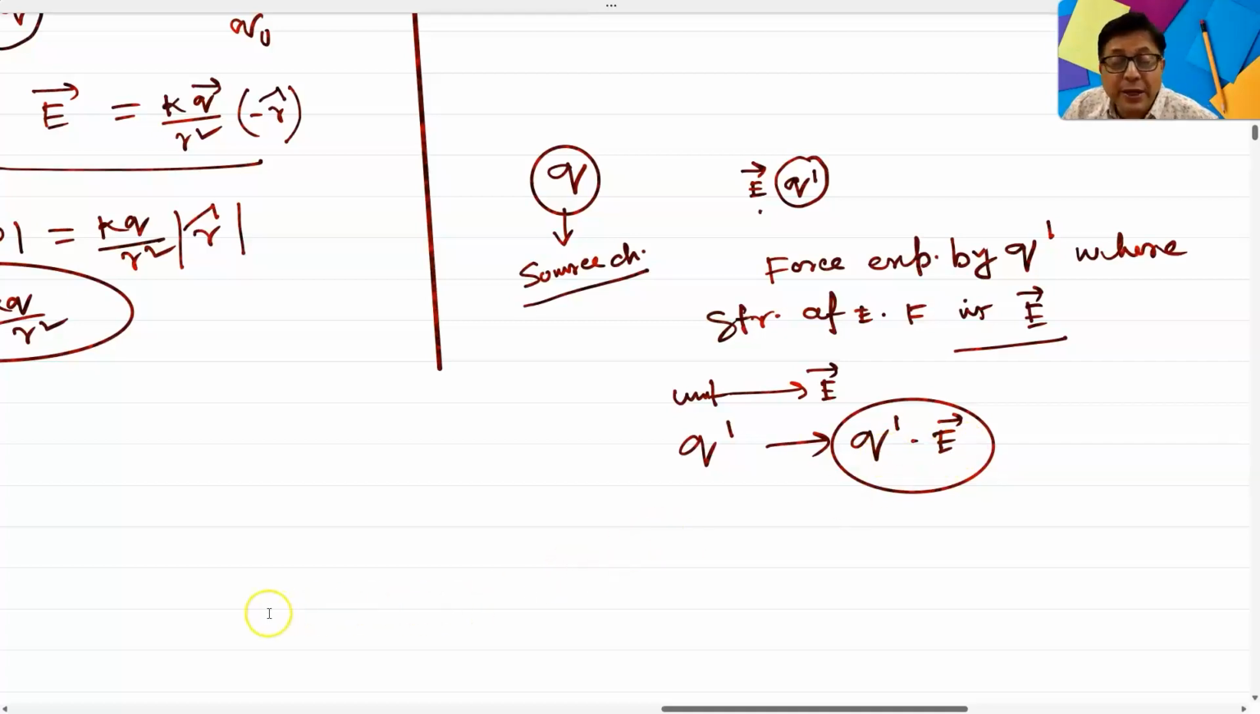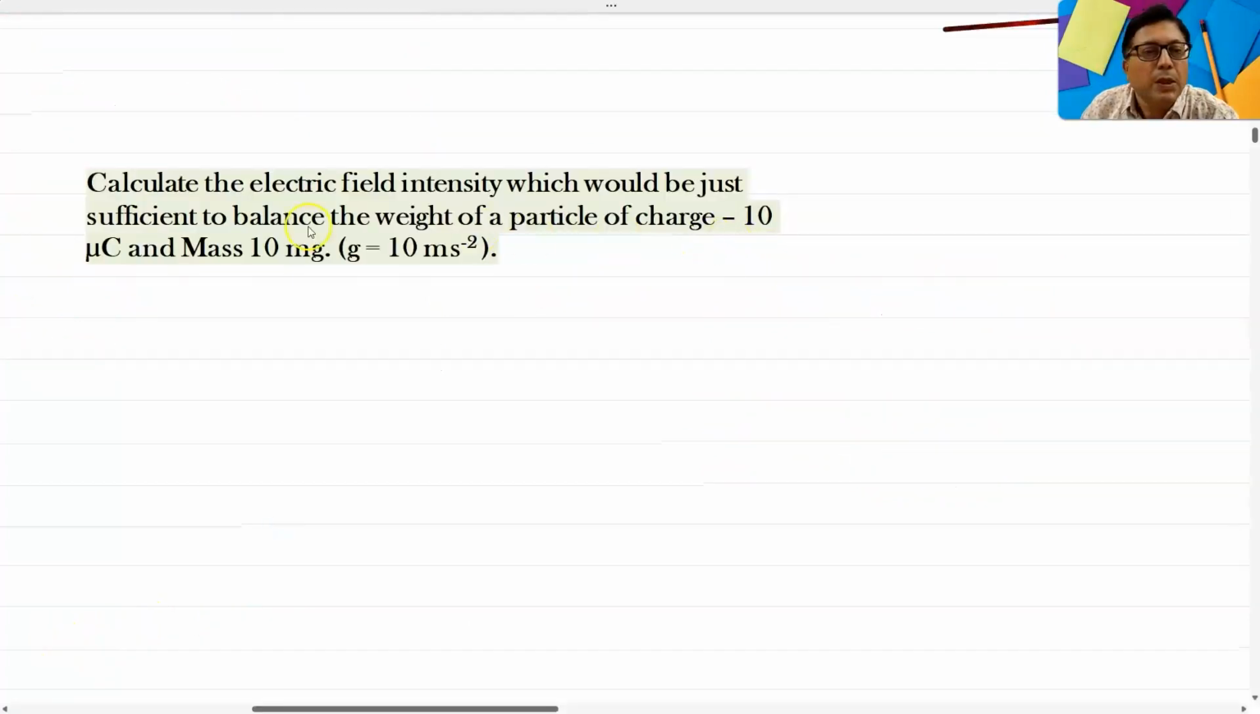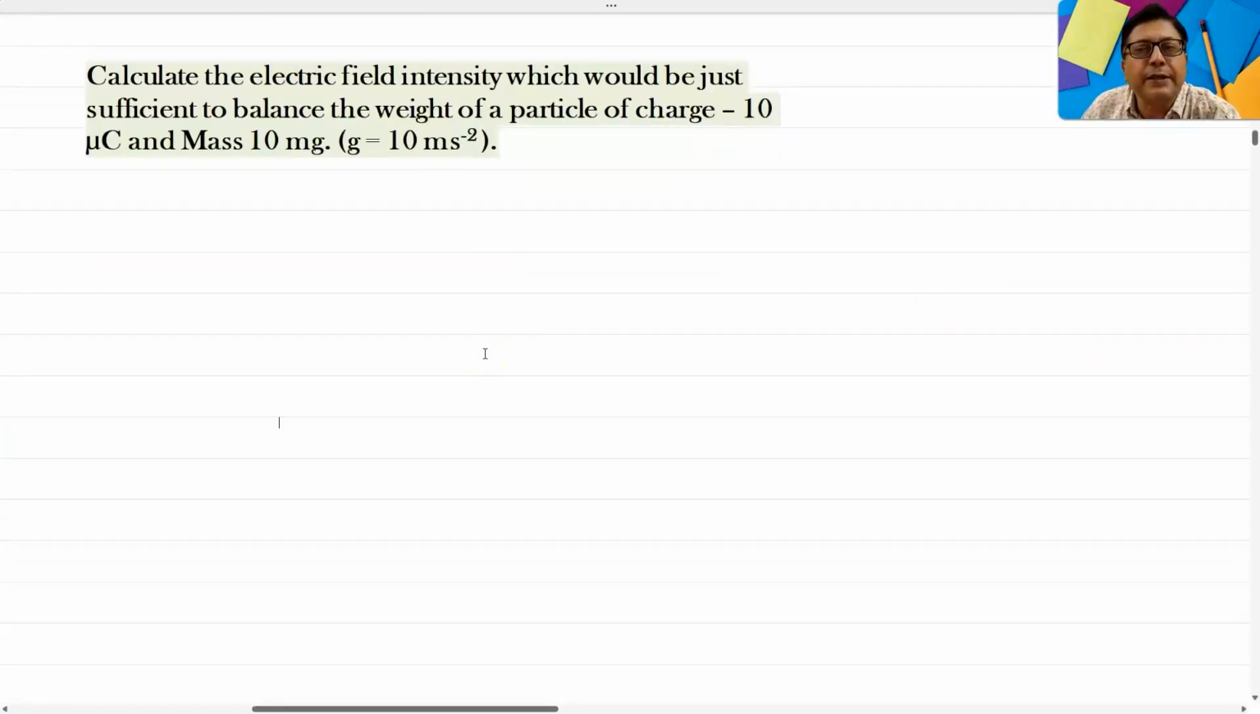Let us find one application of it. Question is this: calculate the electric field intensity which would be just sufficient to balance the weight of a particle of charge minus 10 mu c and mass 10 mg. So minus 10 mu c. If we go back to the concept of the direction of electric field, that plus q creates electric field in its surrounding. A positive charge will experience force radially outward, so electric field is directed that way.